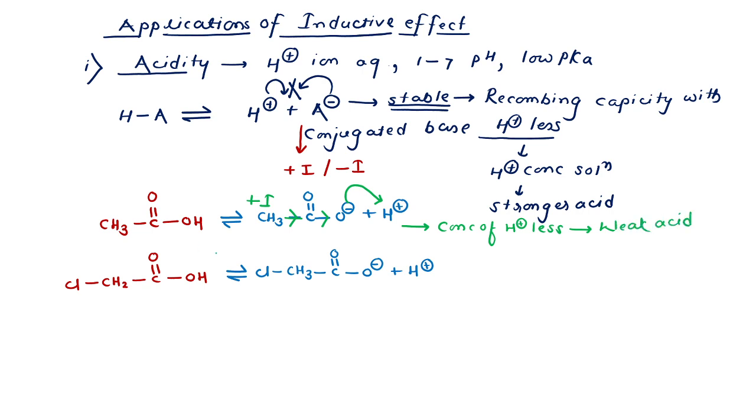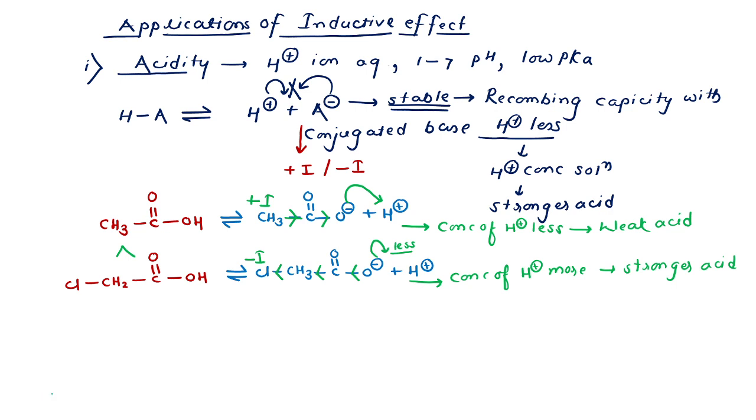In contrast, Cl has its minus I effect. It will pull electron density, so this oxygen has a negative charge of less magnitude. So recombining capacity is there, but it is less. As recombining capacity is less, the concentration of H plus is greater. And as the concentration of H plus is more, it is a stronger acid. Okay, so that's why chloroacetic acid is stronger than acetic acid.